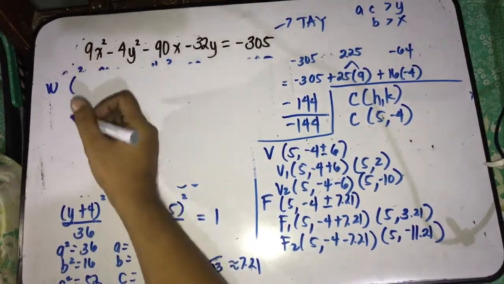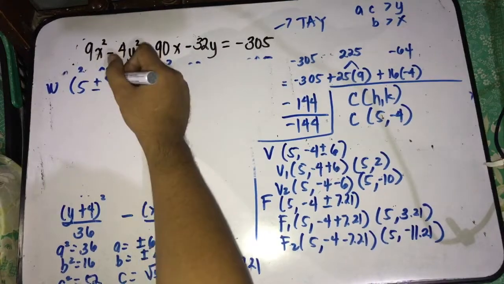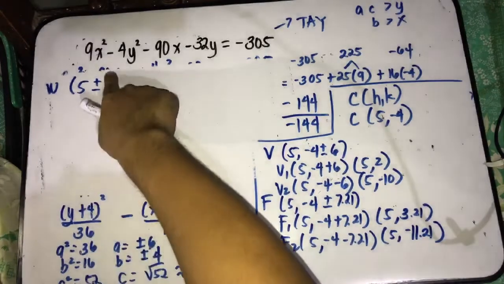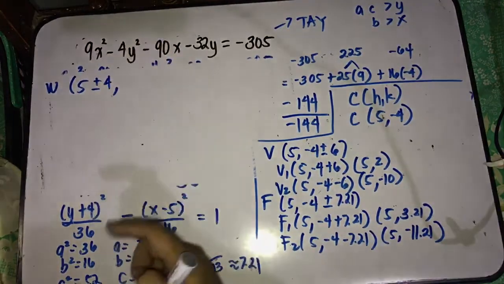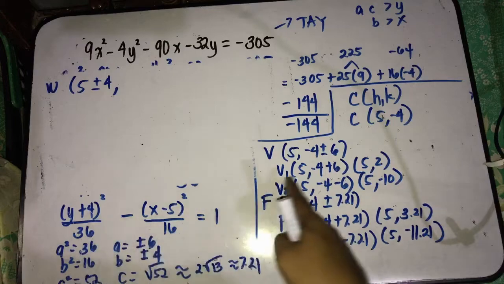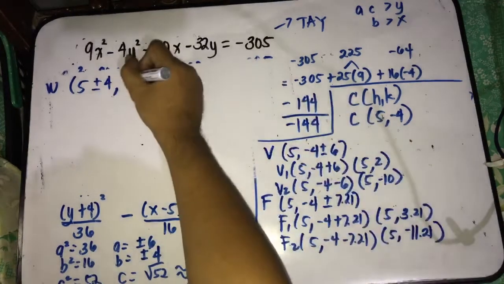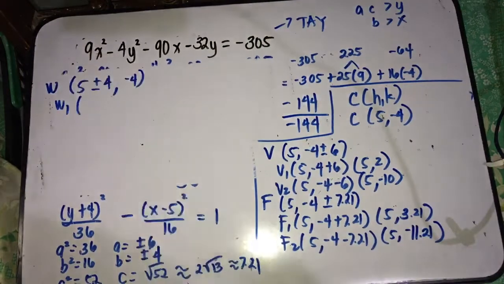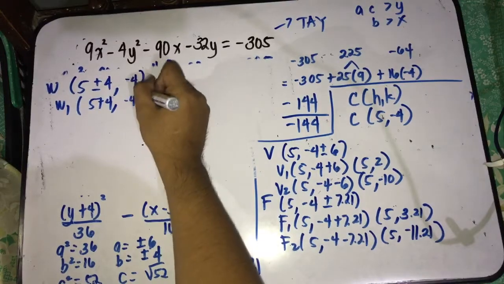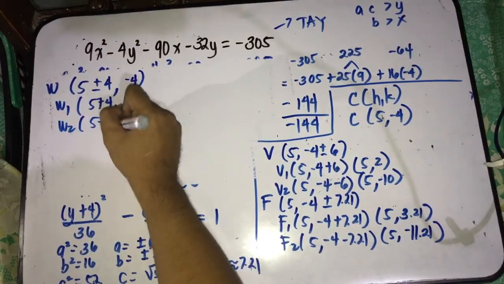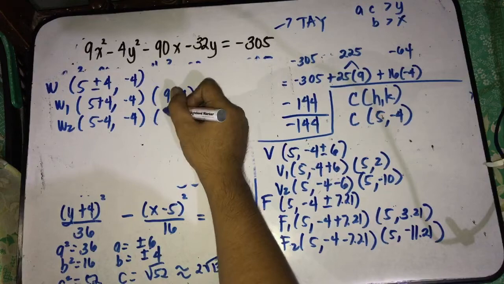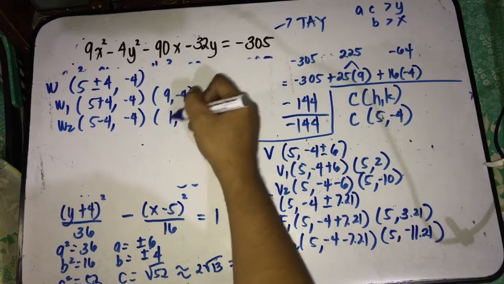So let's now try to solve for the co-vertices. Since the conjugate axis is horizontal, all we have to do is to change the x-coordinate of the center. Therefore, that is 5 plus minus b, and b is 4. We have 5 plus minus 4, and our k is negative 4. So W1 will be having 5 plus 4, negative 4. W2 is 5 minus 4, negative 4. W1 is 9, negative 4. W2 is 1, negative 4.